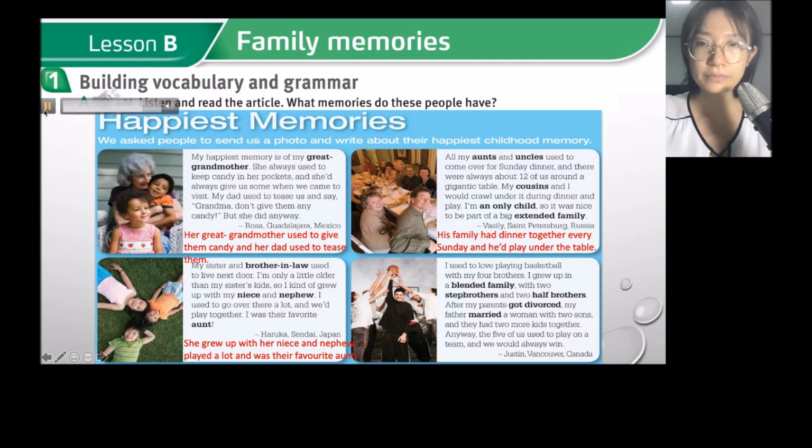I used to love playing basketball with my 4 brothers. I grew up in a blended family with 2 stepbrothers and 2 half-brothers. After my parents got divorced, my father married a woman with 2 sons and they had 2 more kids together. Anyway, the 5 of us used to play on a team and we would always win.